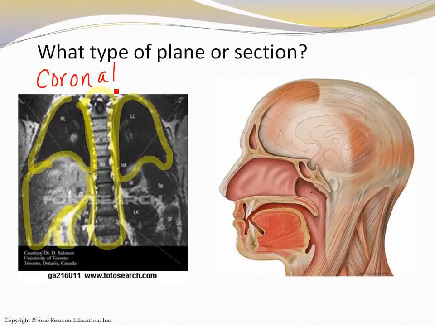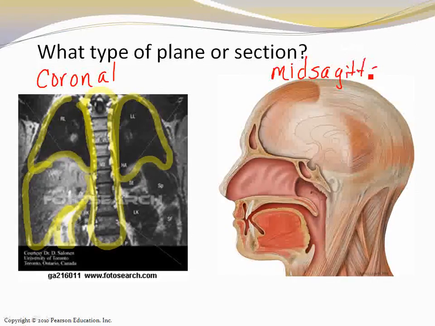Okay, so obviously with that type of view, the body has been sliced like this and pulled apart, and you're looking at an inside view on the right half of that cut. Okay, so what type of section is that going to be? This looks like it was cut right through the very middle of the body, so we would say this is a mid-sagittal section.